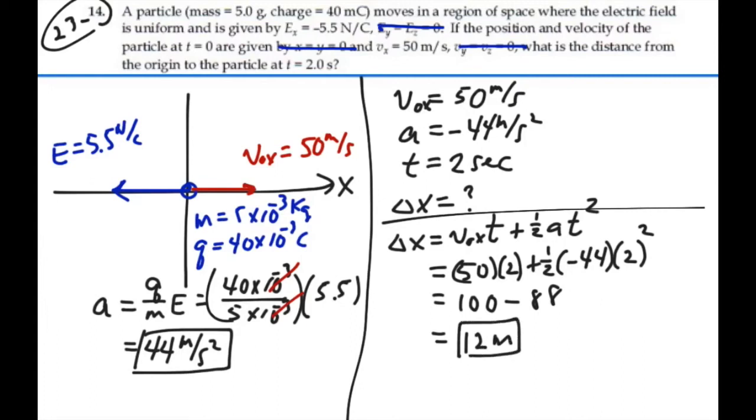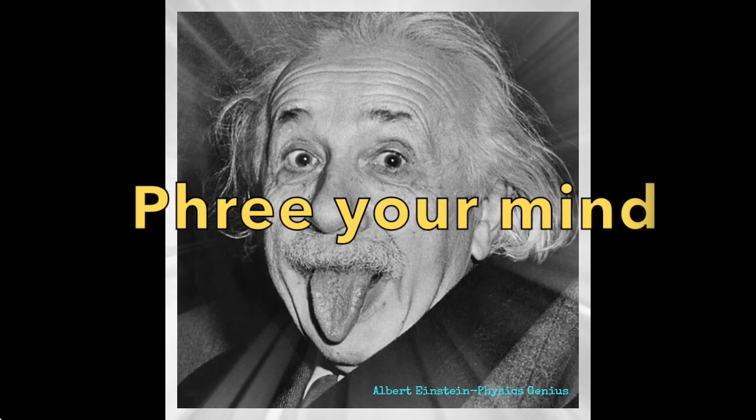So after 2 seconds, the combined motion of the initial velocity and the acceleration will leave us 12 meters from the origin. A little bit longer, and we'll start continuing in the negative x direction. But right now we're at a displacement from the origin of 12 meters.